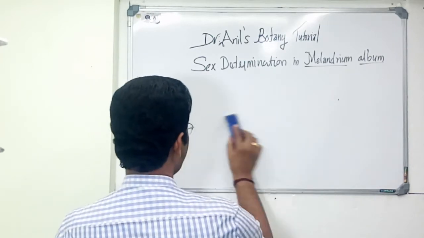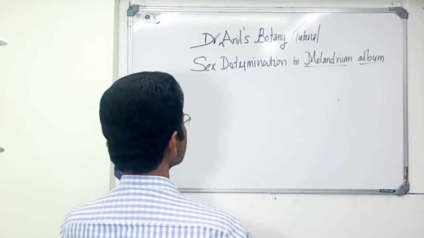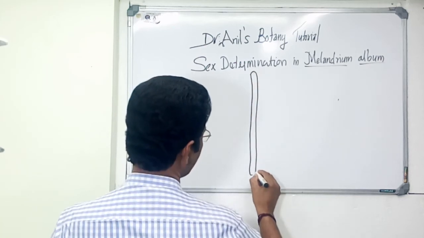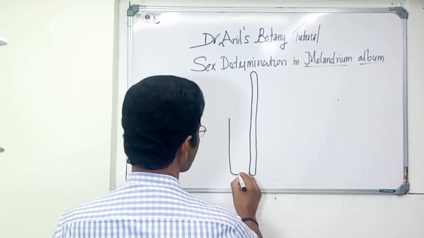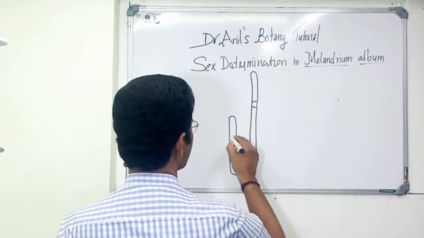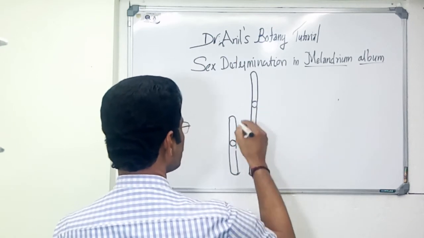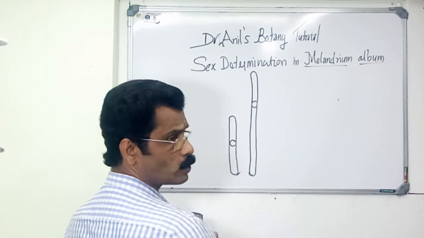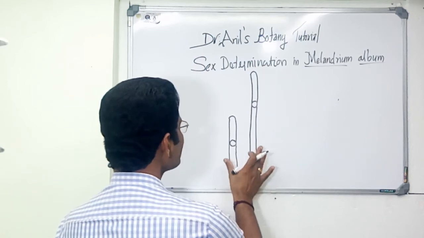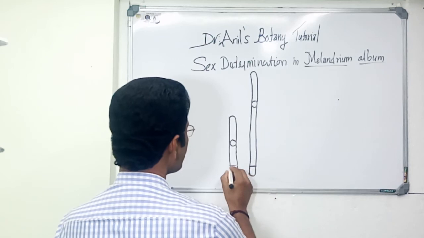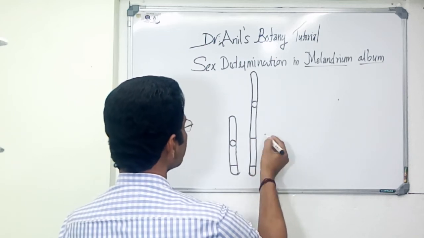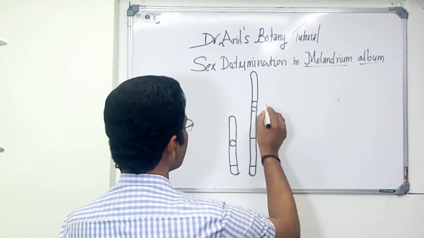In the case of Melandrium album, the Y chromosome is longer than the X chromosome, right? And in these two chromosomes, a total of 5 segments can be recognized.